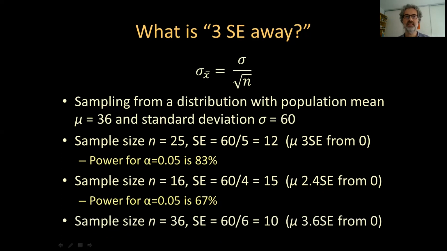If your sample size is 36, a bit larger, your standard error will be 60 divided by the square root of 36, equal to 10. So that will be 3.6 standard errors away from 0, in which case the power for the same criterion will be 95%. So you will have a 95% chance of detecting an effect if the true population mean is 3.6 standard errors away from the null mean.